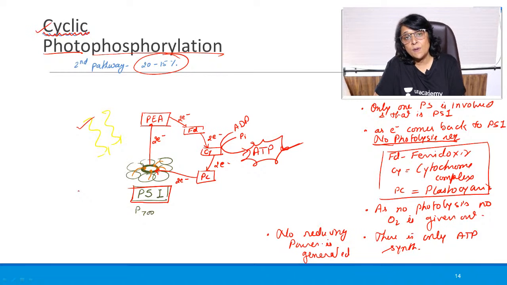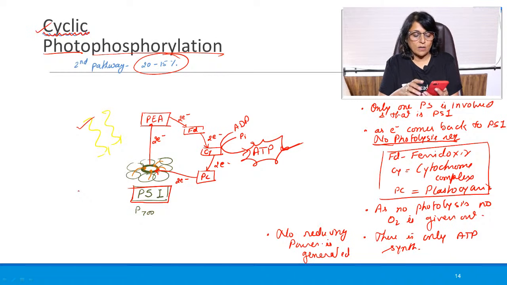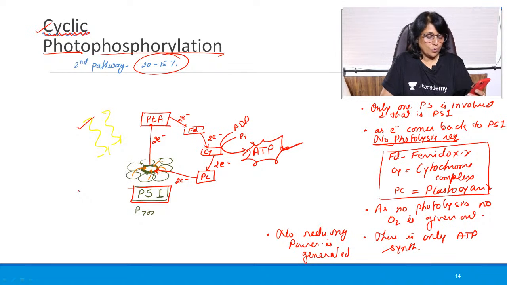Now, do you remember the location of PS1? Where do you think PS1 is located? This we talked about when we were talking about chlorophyll and the site of photosynthesis. So do you remember where PS1 is located? Can anybody answer this question?